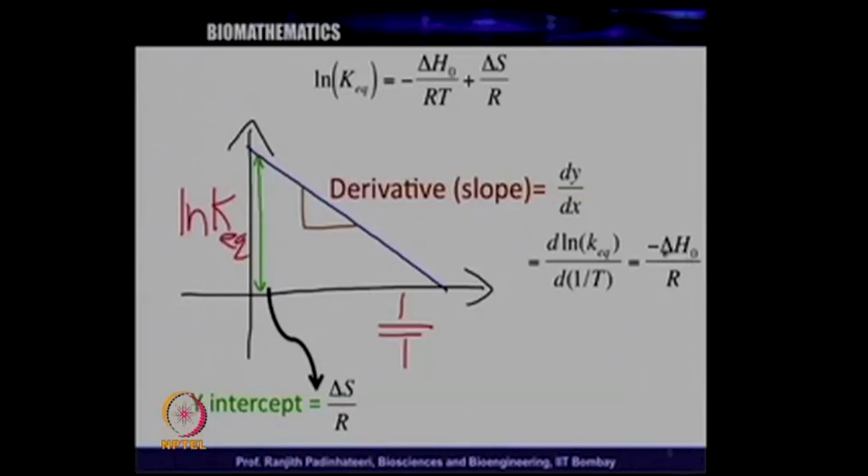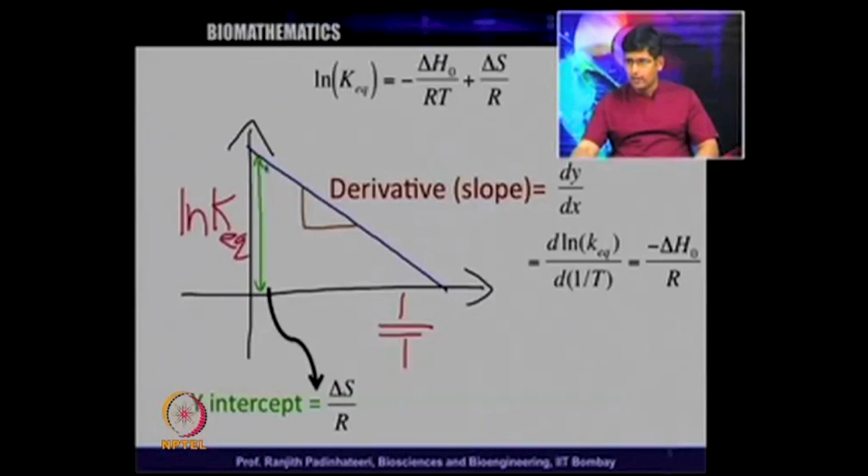In other words, the slope gives you enthalpy divided by R. Since we know R is a number which we all know, we can easily calculate enthalpy. So, by calculating the derivative, we can calculate delta H 0. That is the message here. So, from such an experiment, by calculating the derivative of this curve, we can calculate the enthalpy delta H 0.